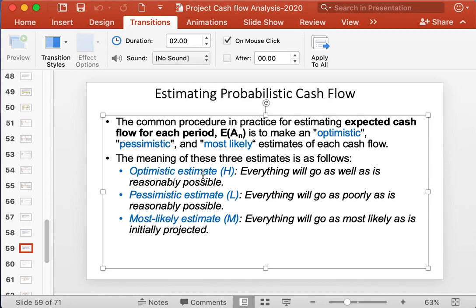One is optimistic estimate, assuming that everything will go well. That is the best case scenario. Another is pessimistic estimate, where you assume that everything goes as poorly as reasonably possible, so we are talking about the worst case scenario. And most likely estimate, which is talking about the most likely scenario.